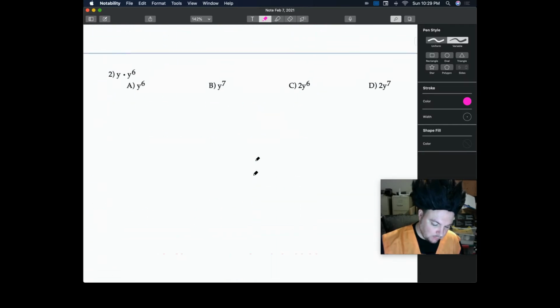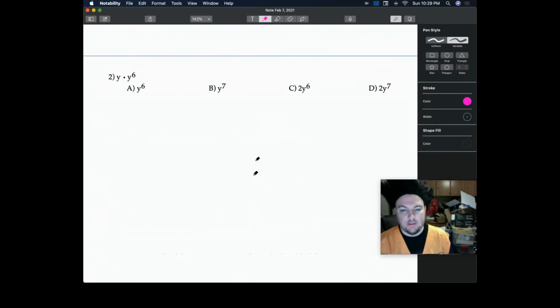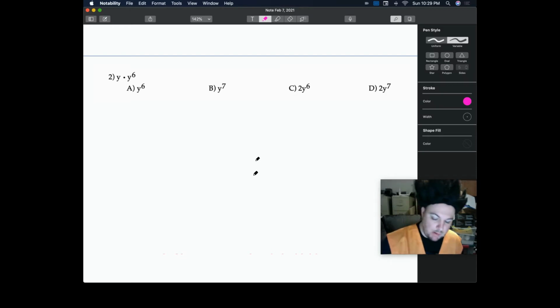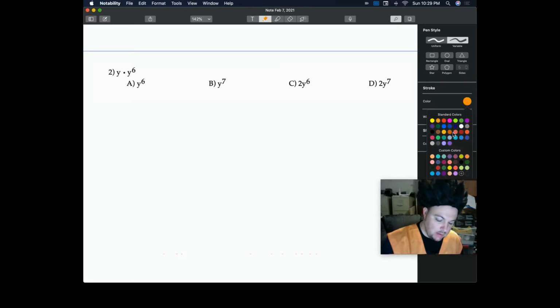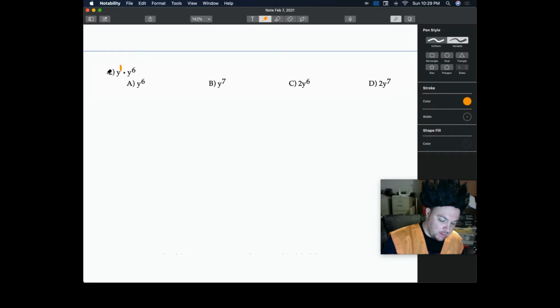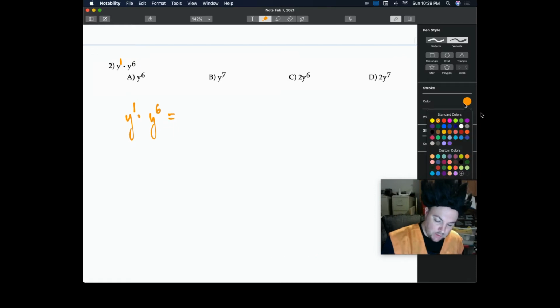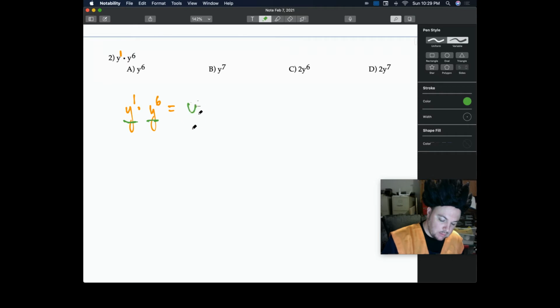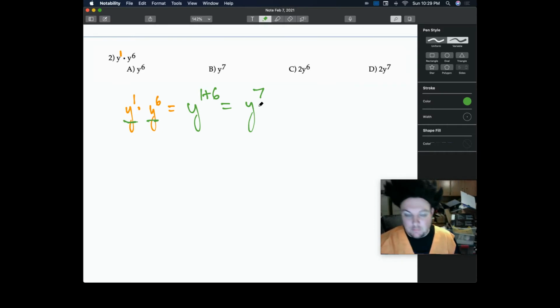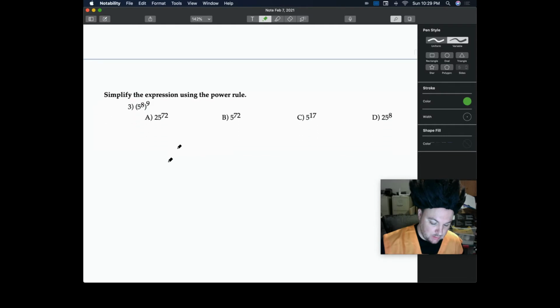Next one, y times y to the 6th. Now, we need to remember that when we see y, that is actually y to the 1. So we have y to the 1 times y to the 6. The rule is, when the bases are the same, all we have to do is what? That's right, add the exponents. And this will give me y to the 7th. And there's our answer. So it's as easy as that. Let's look at the next question.